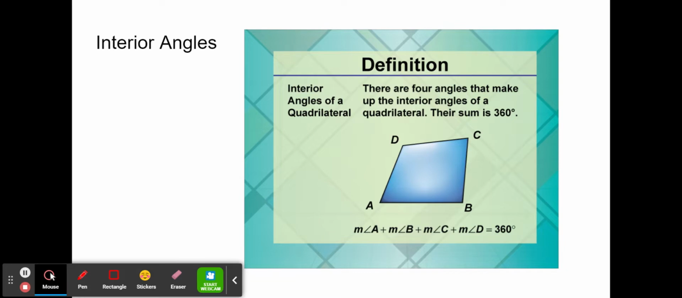Interior angles of a quadrilateral. Those again are those four angles that make up the inside of the figure. For a quadrilateral, they add up to 360. For a triangle, they add up to 180.